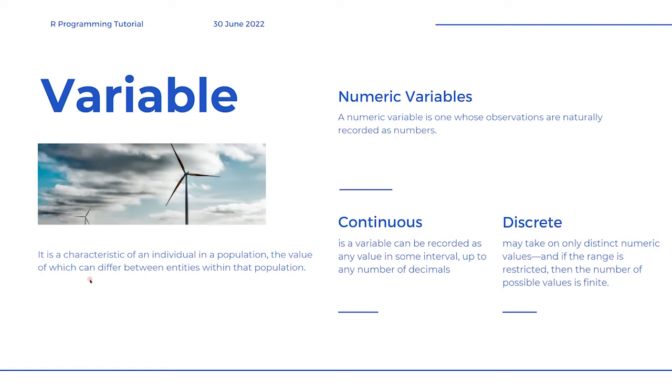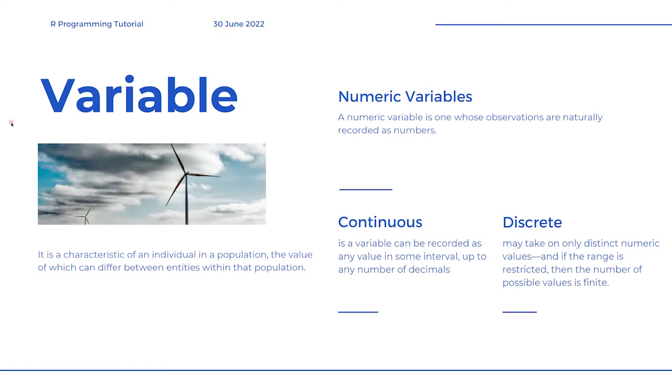Variables can take a number of forms, determined by the nature of the values they may take. So there are different forms of variables. We have numeric variables. A numeric variable is one whose observations are naturally recorded as numbers, maybe 1, 2.5, 1/2, and so on. There are two types of numeric variables. We have continuous and discrete.